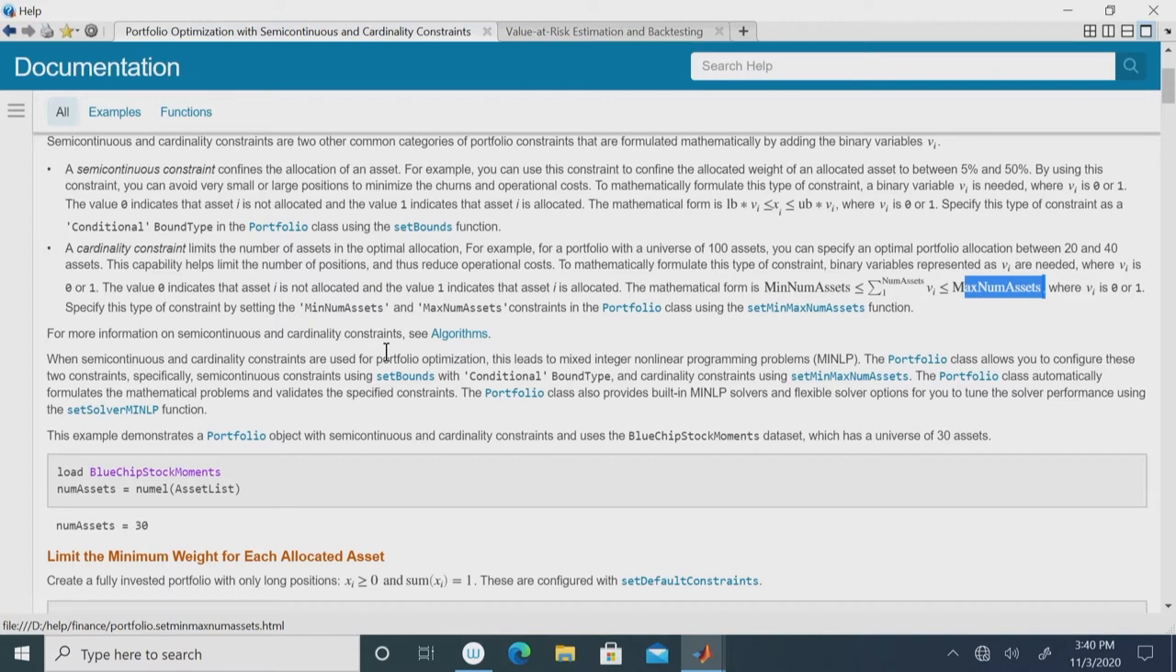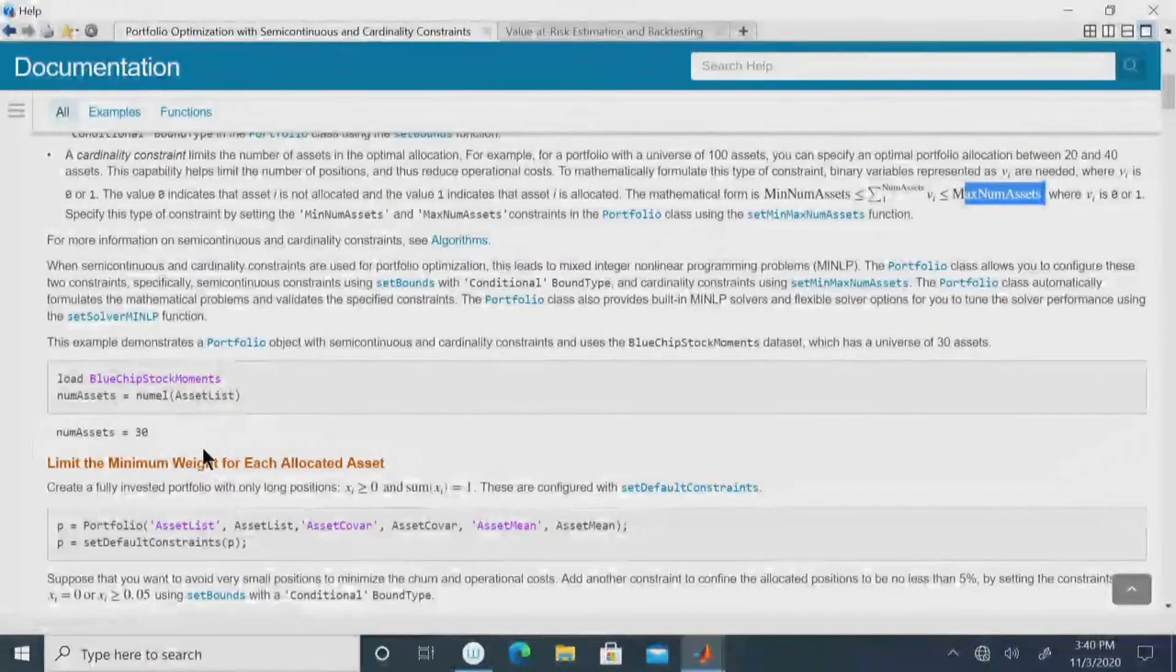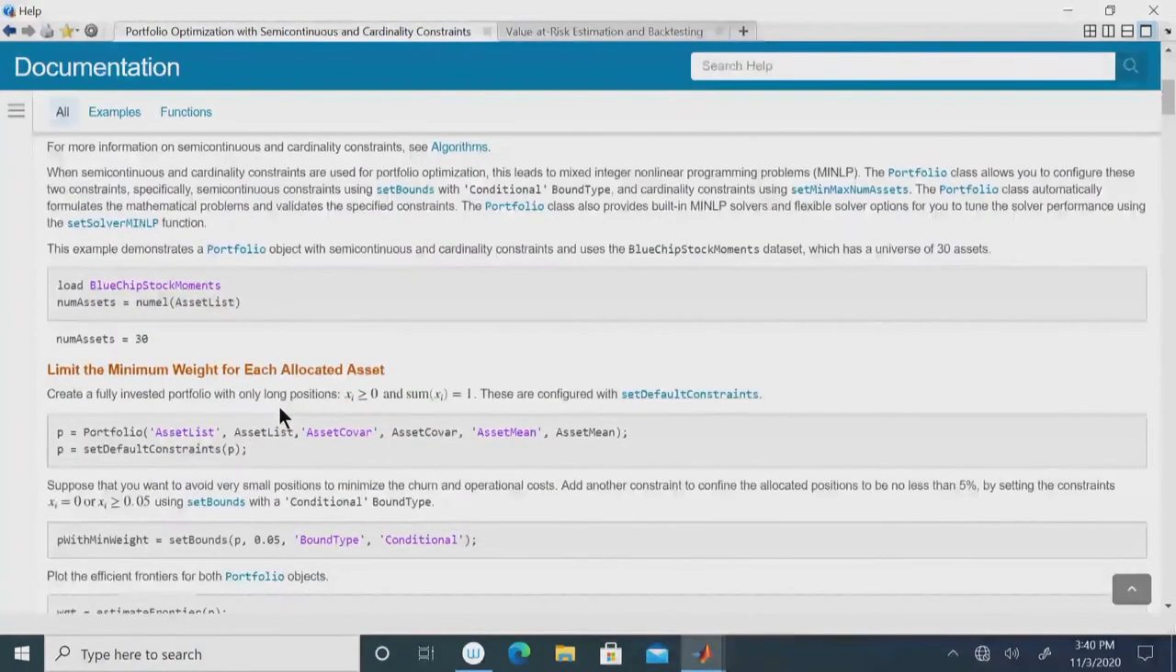Remember that in the earlier lecture, we talked about the blue chip stock movement. So, we again recall and load those blue chip stock movements. Here num_assets will give me the number of assets, which in this case turns out to be equal to 30. So, this is essentially a universe of 30 assets. Now, we first begin with a scenario where we limit the minimum weight for each allocated asset.